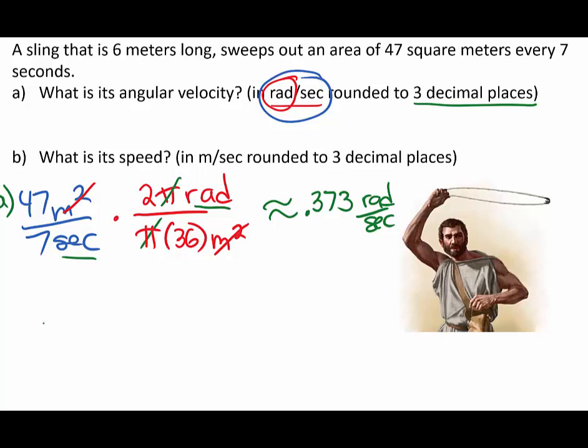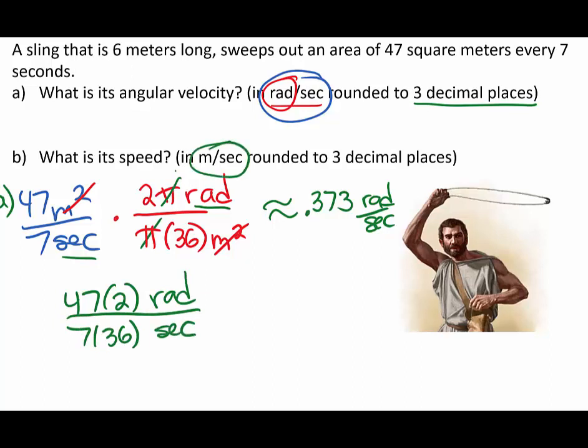Well, let's just take what we have already, and I'm going to leave it in its exact form, not its rounded form. So I had 47 times 2 on the top, that's radians, over 7 times 36, that's seconds. And what we're interested in is getting it to meters per second. So let's use a conversion fraction to get radians to meters, and then we'll have it.